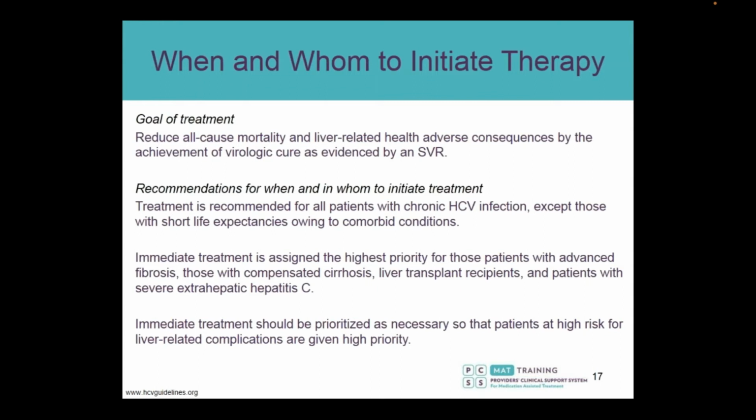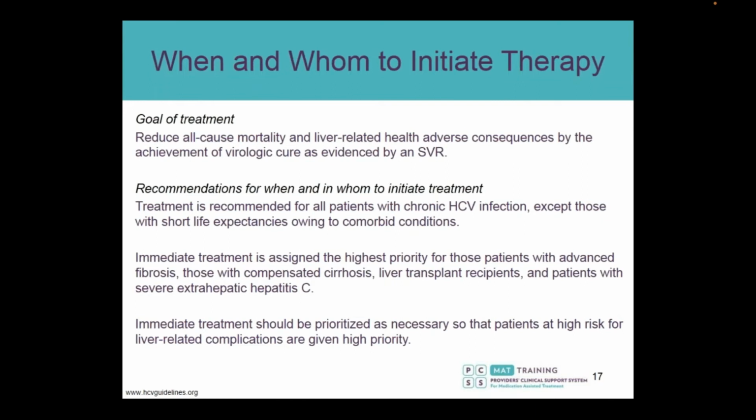So the question remains, is JO a treatment candidate? Would JO be a treatment candidate? He's actively using heroin, as he told us when he presented to the urgent care center. So current HCV guidelines recommend that the goal of treatment is to reduce all-cause mortality and liver-related adverse health consequences by the achievement of virologic cure, which is evidenced by a sustained virologic response. Sustained virologic response is documenting absence of hepatitis C virus after treatment and 3 months after treatment is completed.